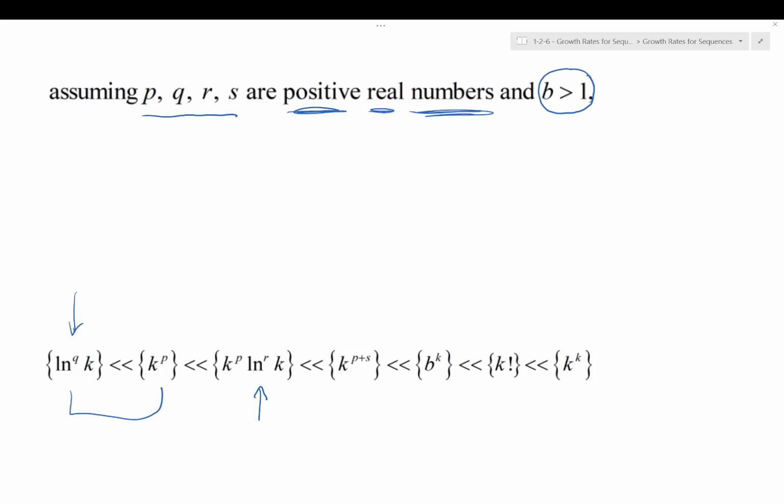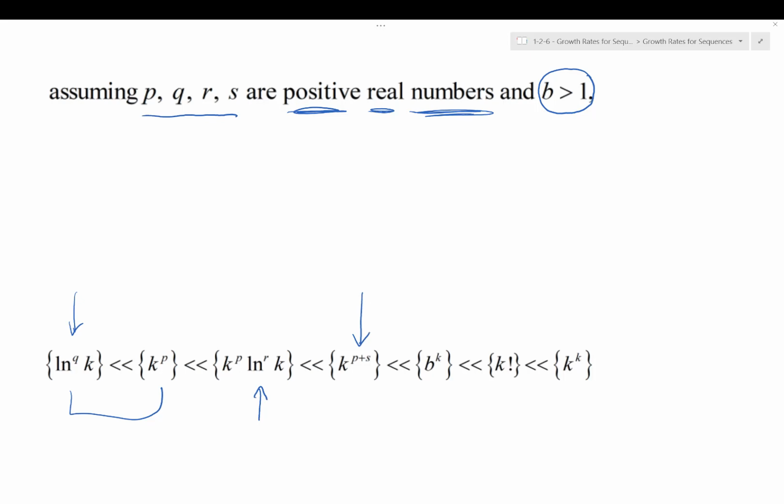Keep going. What about this fourth sequence here, k to the p plus s? Again, keeping in mind, p, q, r, and s are all positive real numbers. Then what we're saying here is that, well, we've already established what p is in the previous sequences. If I then make it a little bit bigger, no matter how much, right? S is a positive real number. Then if I have a bigger power of k compared to k to the p, then that power function grows faster than the previous three sequences.